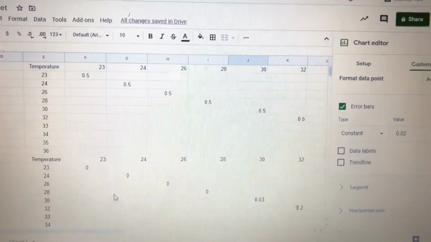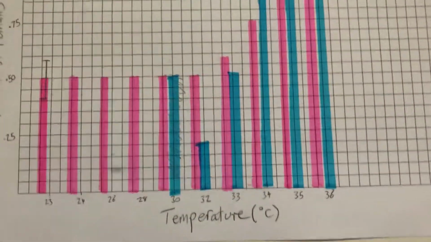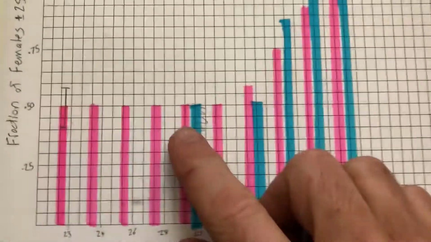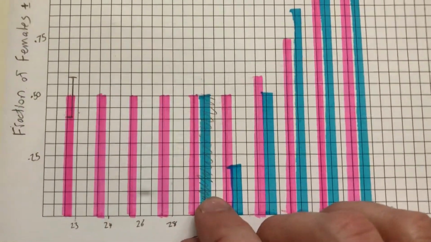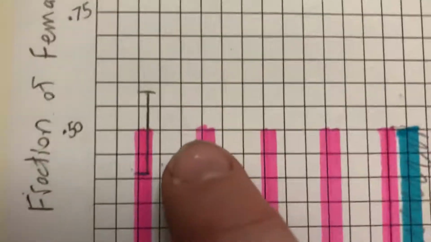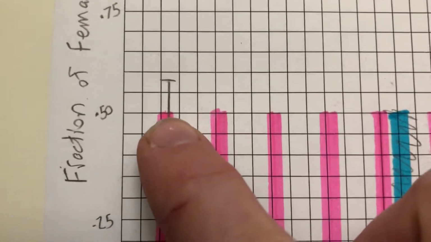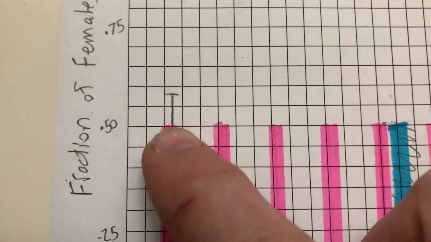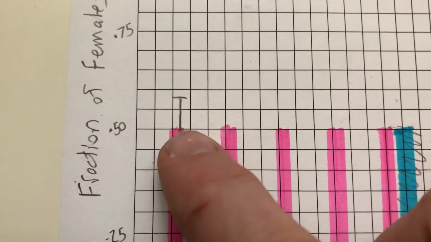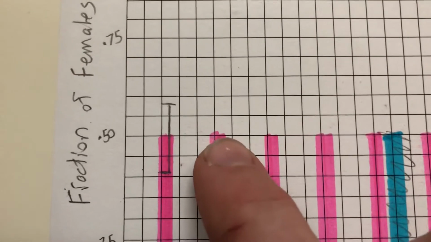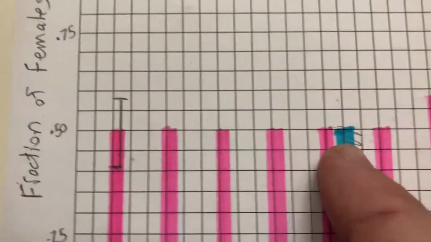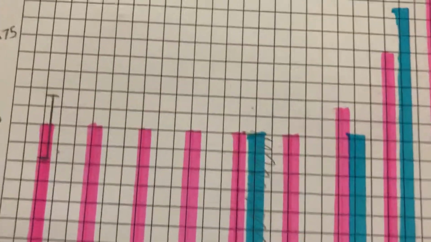So really, you should be doing this one by hand, which would look kind of like this, except I screwed up on this bar here. This should be way down here. But it's the same idea. So that bar's at 0.50. My standard error is 0.08 up and 0.08 down. And I would do that for each one of these bars. So that's 20 different error bars.